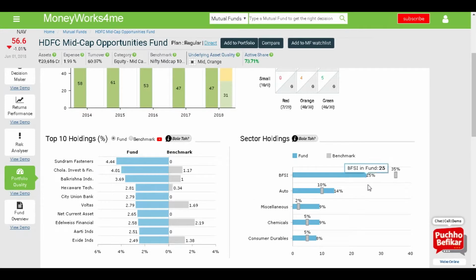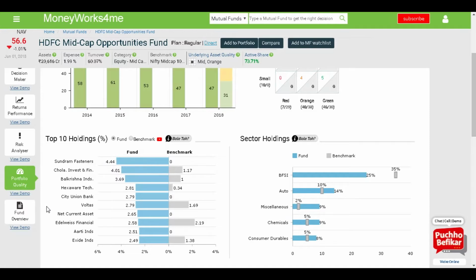and when you look at it from a sector point of view, you can see that the benchmark has 35% in BFSI and the fund manager has chosen to reduce it to 25%. Whereas on the auto sector it is 14 versus the benchmark of 10. And here you can see that the fund is being actively managed. There are differences in sector-wise holding of the fund versus the index. So these are very important things that you can analyze from the mutual fund pages.